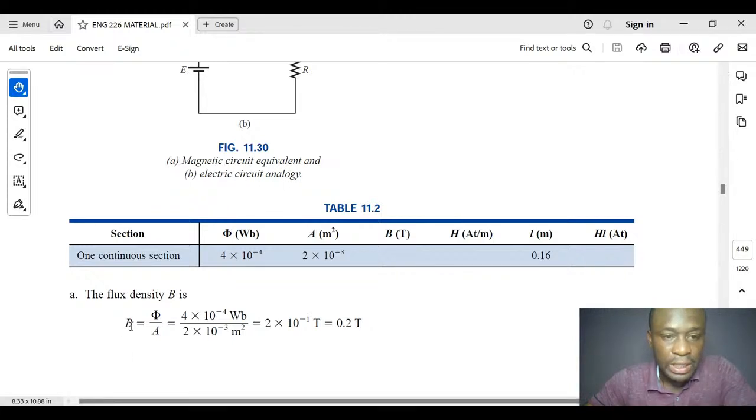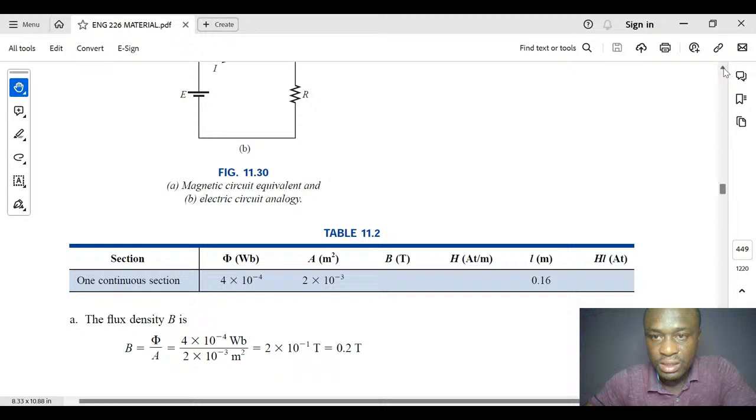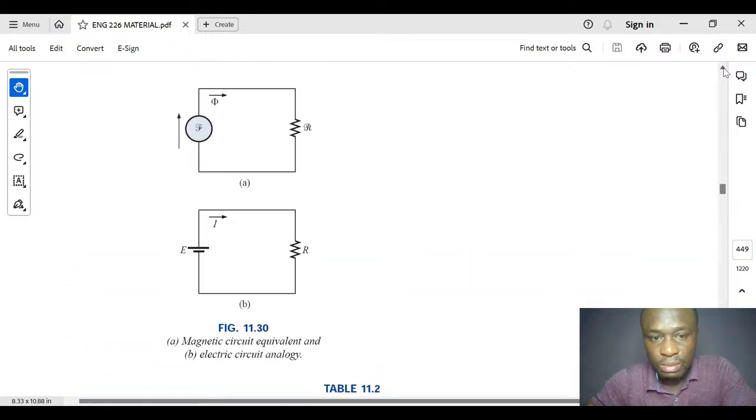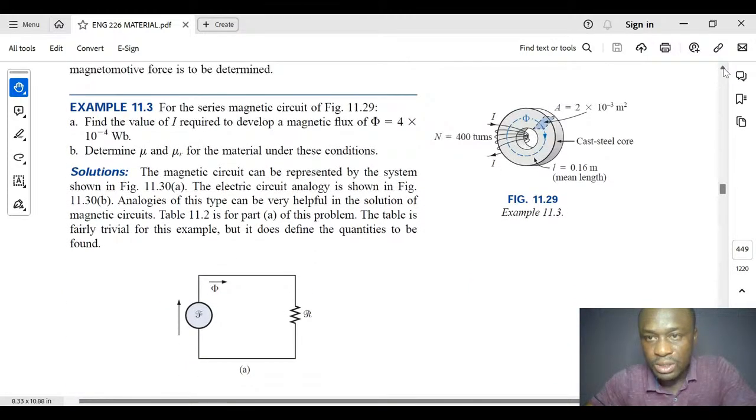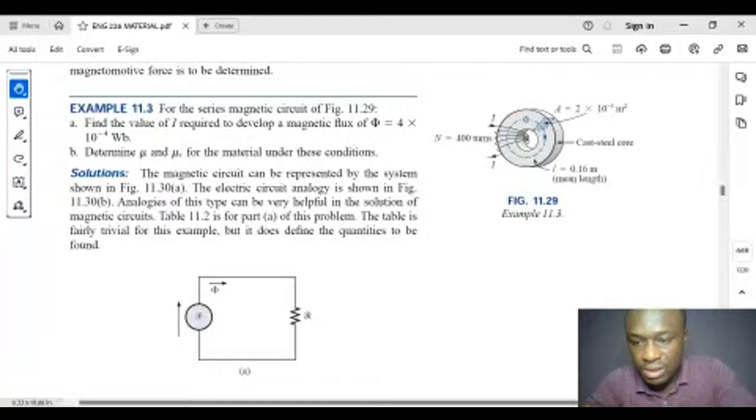So we have our flux density, which is what we are meant to calculate. The flux density is phi over area. And we have our area to be 2 times 10 raised to power minus 3. I think it is written here. This is what we are analyzing. Are you seeing the figure?